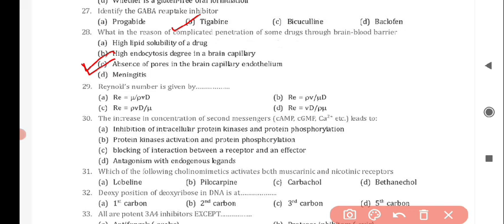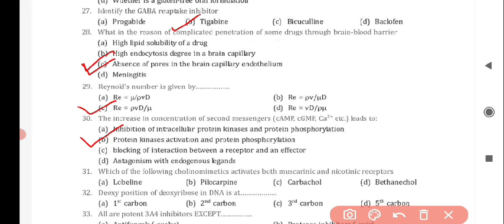Next question is Reynolds number is given by, and the correct answer is option C, Re is equal to rho Vd upon mu. Next question is the increase in concentration of second messengers, that is cAMP, cGMP and Ca2 positive leads to, and the correct answer is option B, that is protein kinases activation and protein phosphorylation.